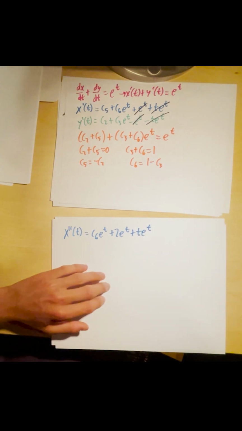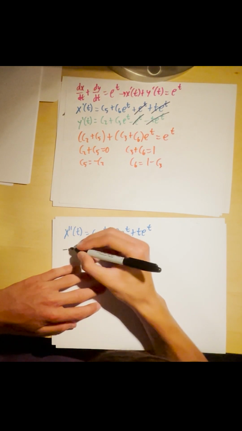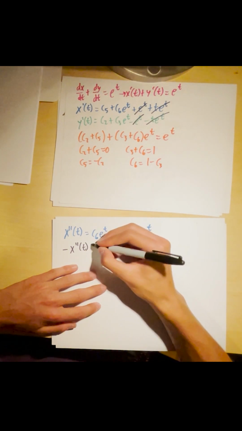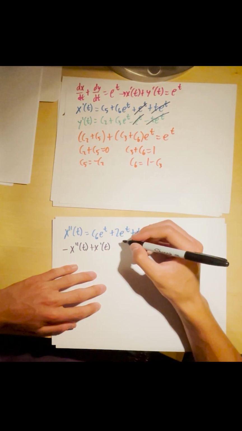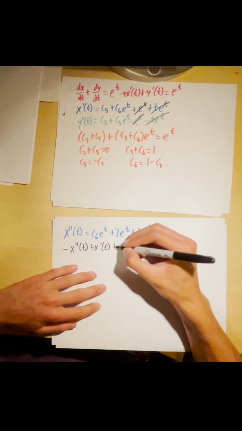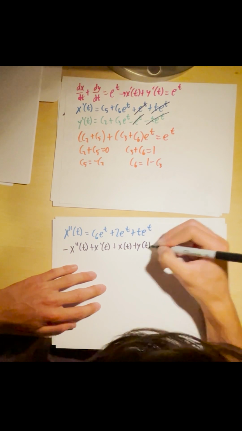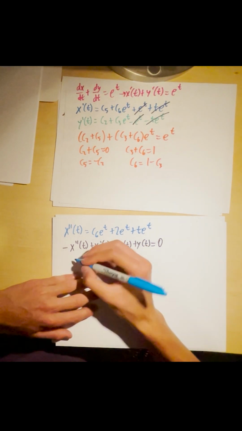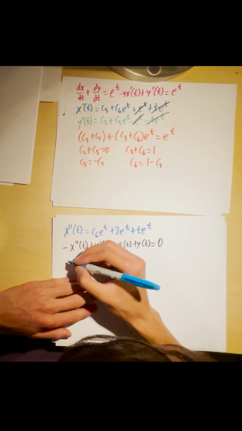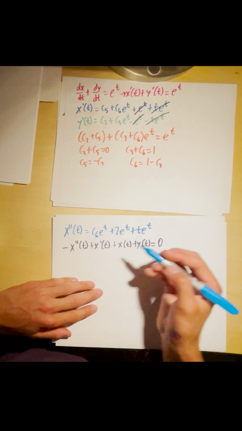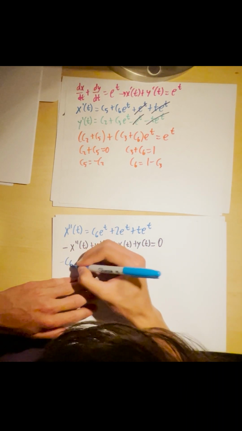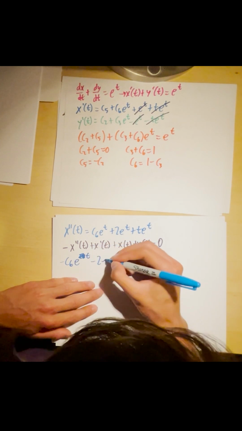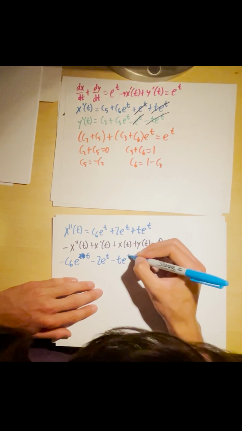Okay, so now I'm going to write the equation that we're plugging into for convenience, plus x prime of t plus x of t plus y of t equals 0. Now I'm going to plug in everything I know. We're going to distribute the negative sign to everything in front of x double prime of t. We'll get negative c6 e to the t minus 2 e to the t minus t e to the t.